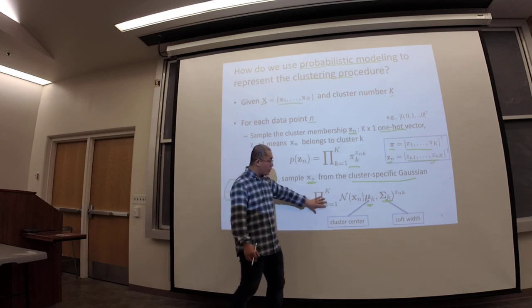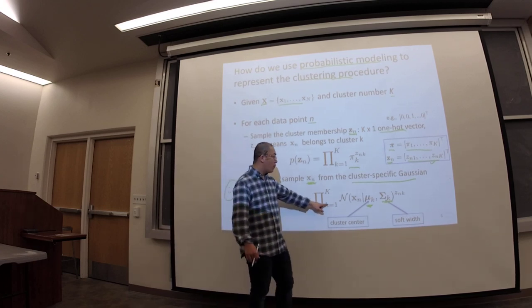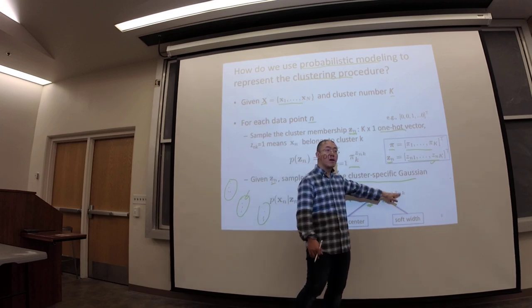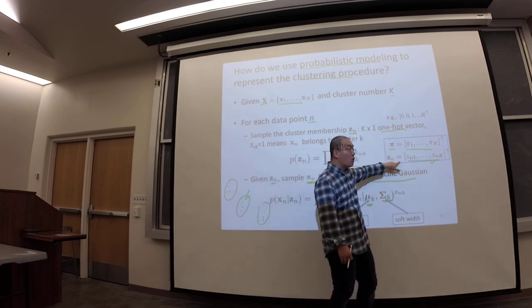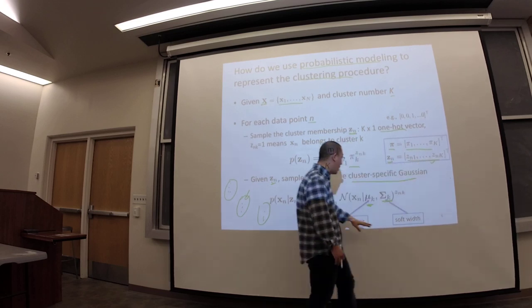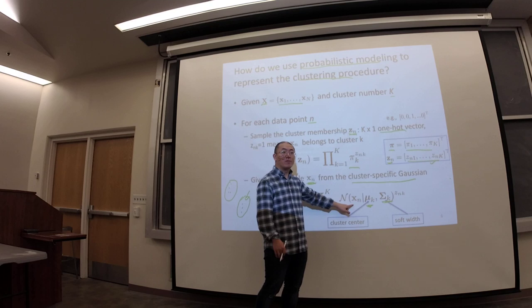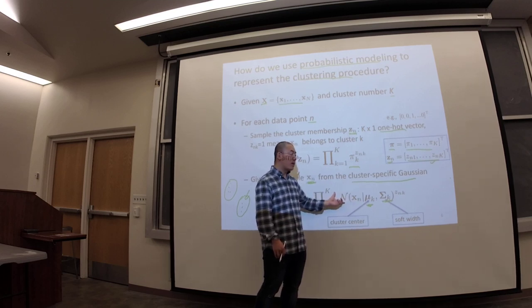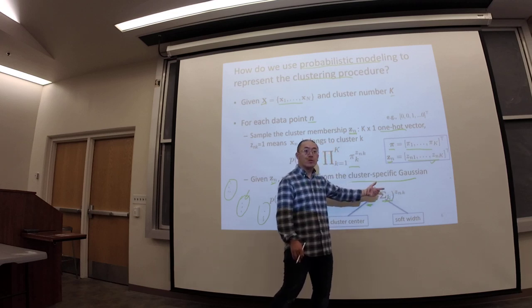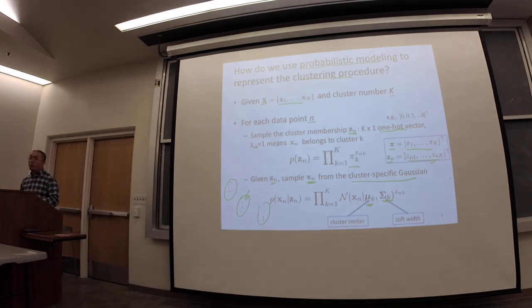So to consider all possible clusters, we can write down this likelihood as a product of each Gaussian likelihood to the power of Znk. Remember, each Znk is either 1 or 0, right? So Zn here is a one-hot vector. There's only one Znk that is 1, and all the other elements are 0. Meaning that for this product, there is only one effective Gaussian likelihood. All the other Gaussian likelihoods are just 1, because the exponent is 0. Okay. Everyone comfortable?